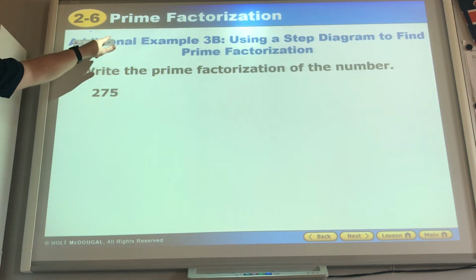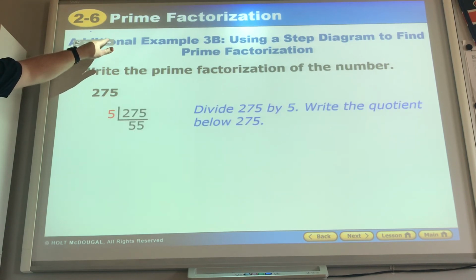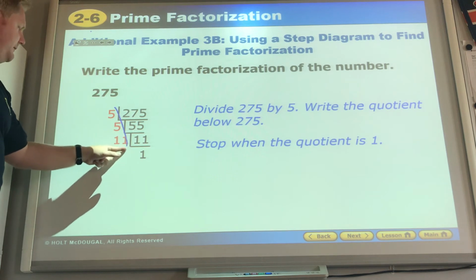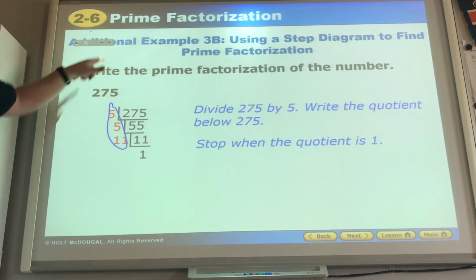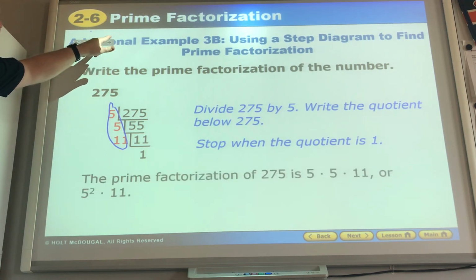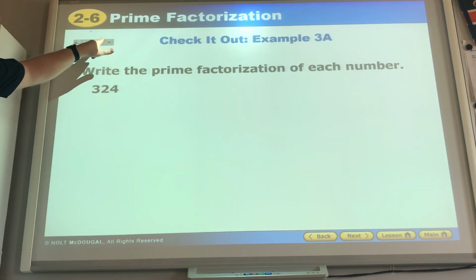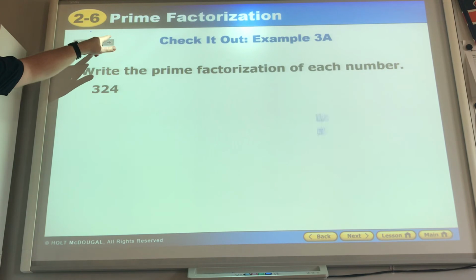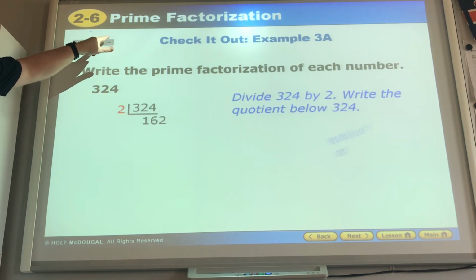Okay? 275, they're going to divide by 5. Then they're going to divide by 5. They get to all prime numbers. Your prime factorization is 5 times 5 times 11, or 5 squared times 11 is your answer. One more just for the kicks of it. Divide by 2, divide by 2.